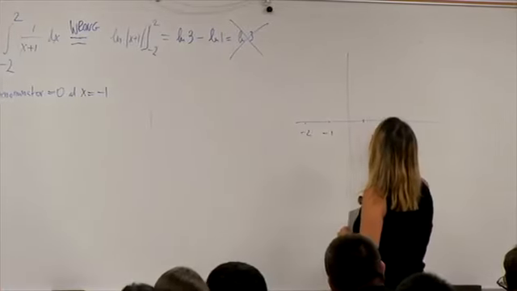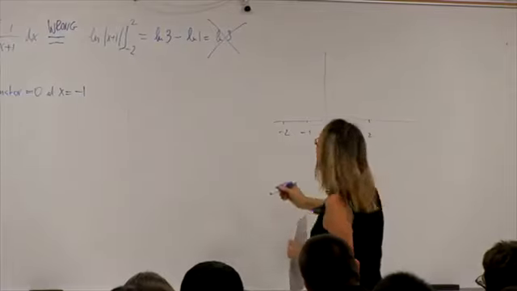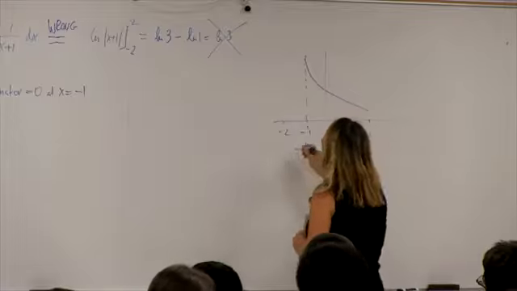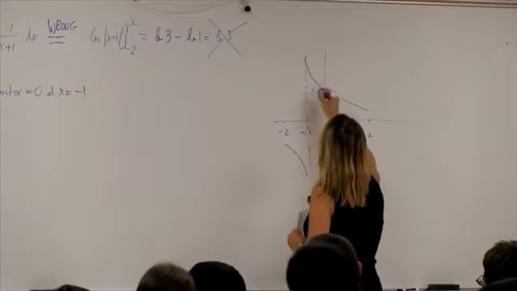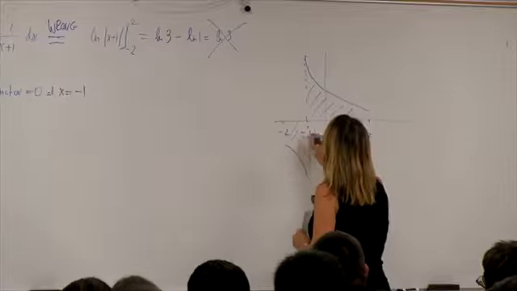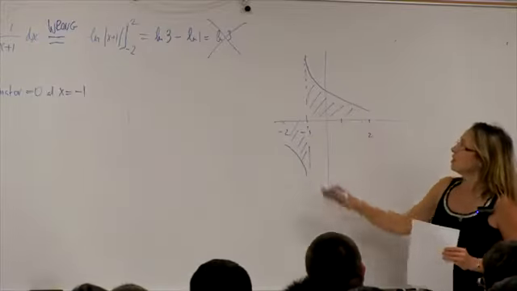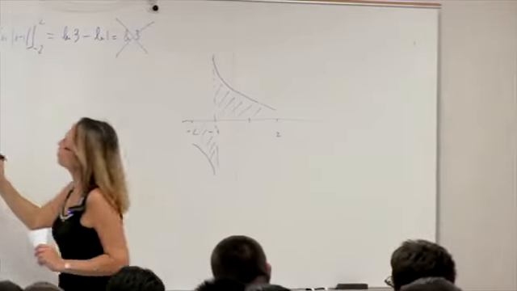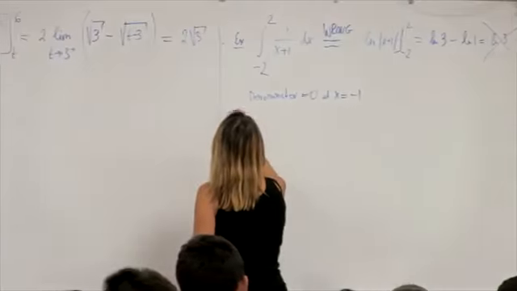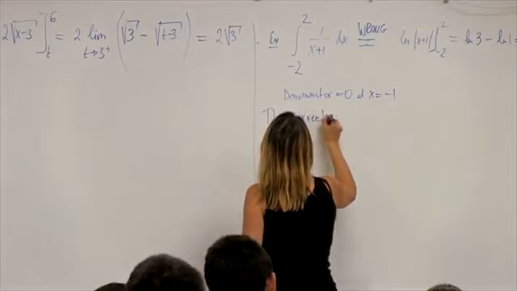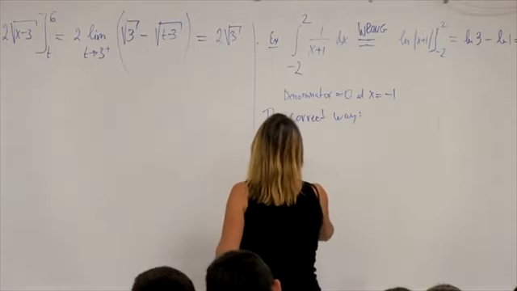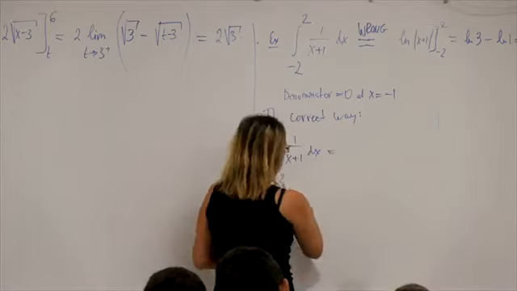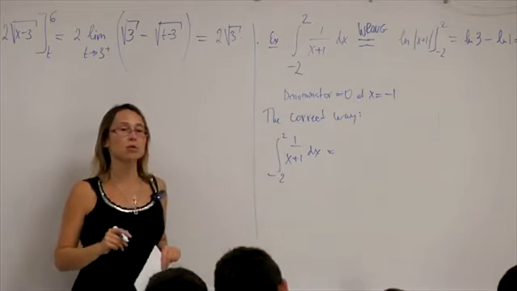So if this is -1 and this is 2, here we have a vertical asymptote, and the integrand actually looks like this. So this is the area we are supposed to calculate, and let's see what we get when we approach this problem properly. The correct way requires us to split this into two integrals such that we handle the discontinuity explicitly.